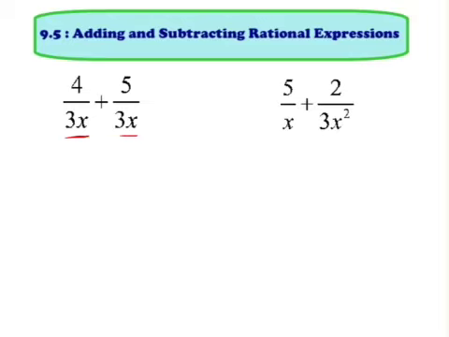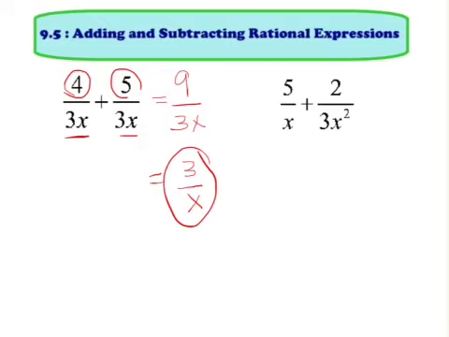So in this first example on the left, we do have a common denominator of 3x and 3x. So when we add these two expressions together, all we have to do is add together the numerators. 4 plus 5 is 9, all over that common denominator of 3x. Notice, the denominator does not change. Then, if we can simplify anything, we should. So here, 9 over 3 will simplify, and our final answer for this first example should be 3 over x.